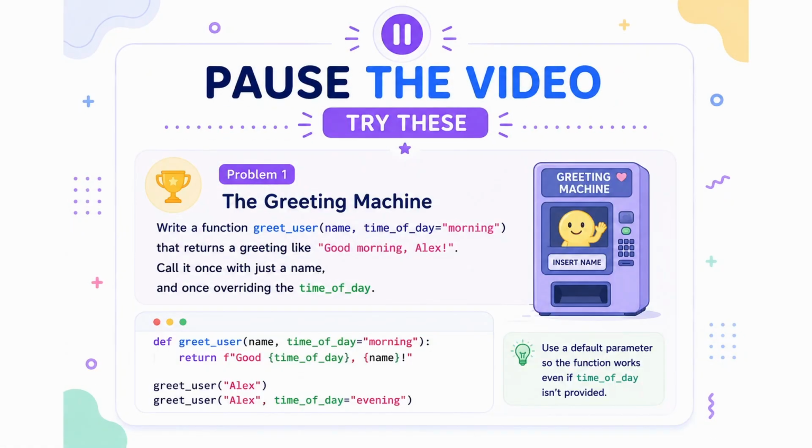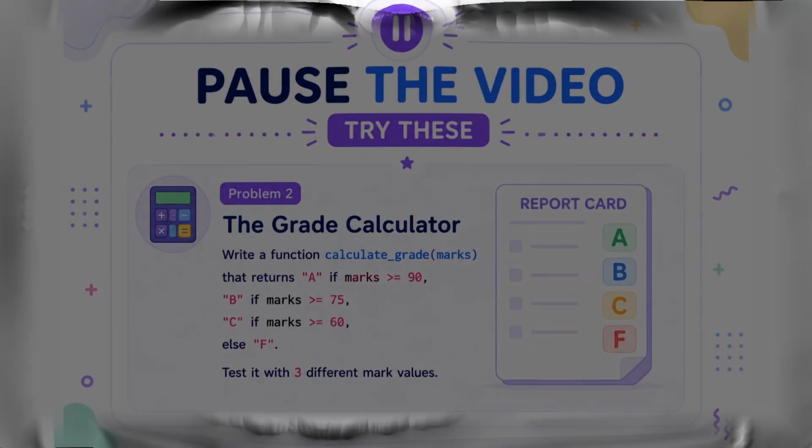Your turn. Pause it, try these, and don't peek ahead. Problem 1. The greeting machine. Write a function greet_user with the parameters name and time of the day, which is already set as morning, that returns a greeting like good morning, Alex. Call it once with just a name and once overriding the time of the day. Comment down the answer in the comment section and I will check the answers.